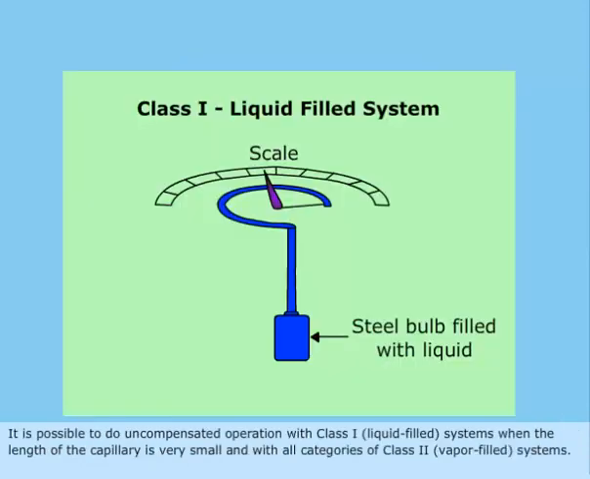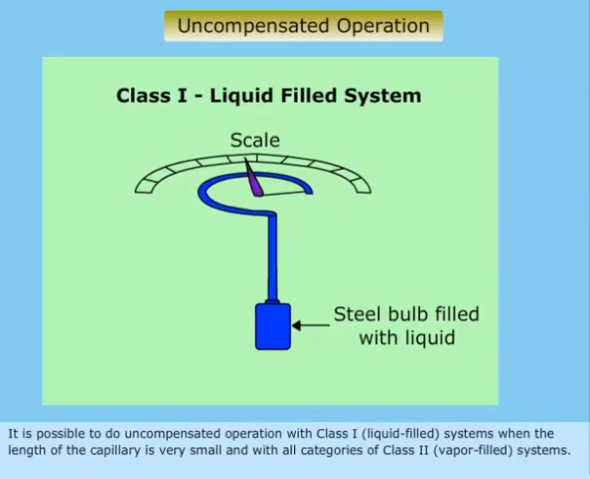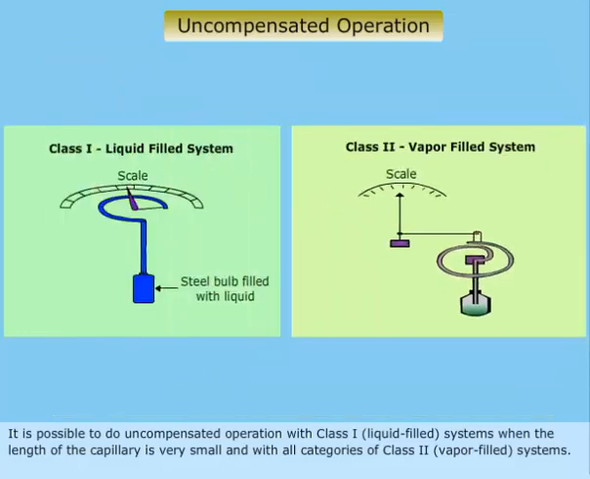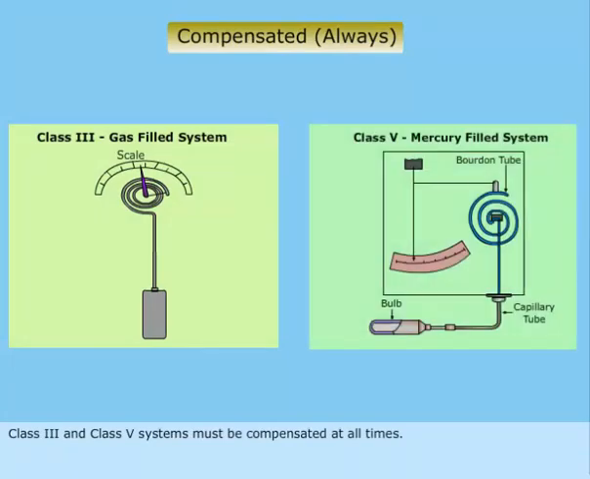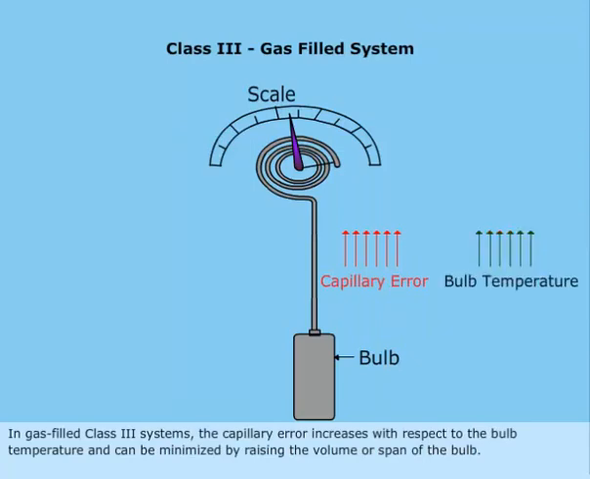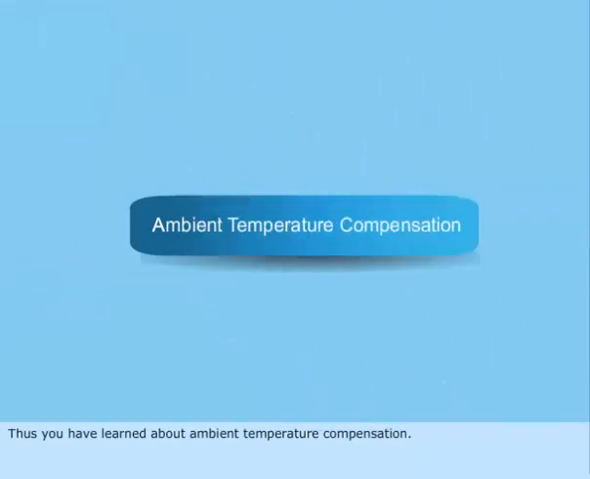It is possible to do uncompensated operation with Class 1, liquid-filled systems when the length of the capillary is very small, and with all categories of Class 2, vapor-filled systems. Class 3 and Class 5 systems must be compensated at all times. In gas-filled Class 3 systems, the capillary error increases with respect to the bulb temperature and can be minimized by raising the volume or span of the bulb. Thus, you have learned about ambient temperature compensation.